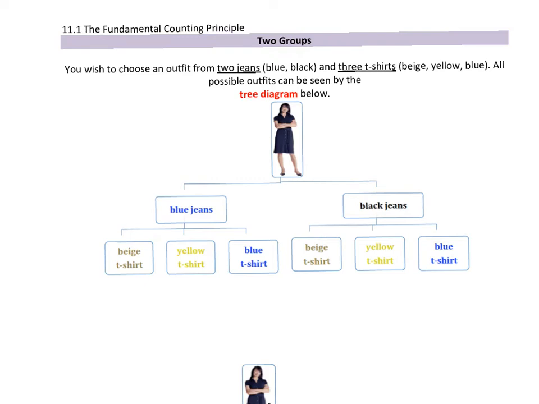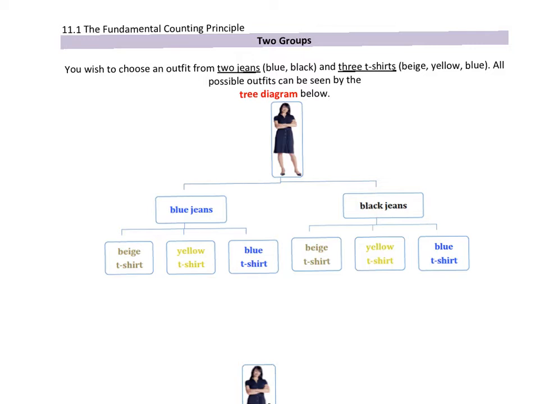In Chapter 11, we're going to discuss probabilities. Now, probabilities is simply an educated guess on whether an event will happen or not happen. To figure out probabilities, the first thing we're going to do in the first 3 sections is look at different ways that we count things.